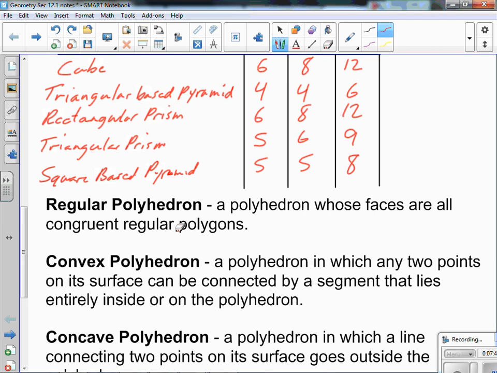And all those have to be the same polygon. So if one is a square, they all have to be squares. If one of them is a triangle, they all have to be triangles. And they all have to be congruent.